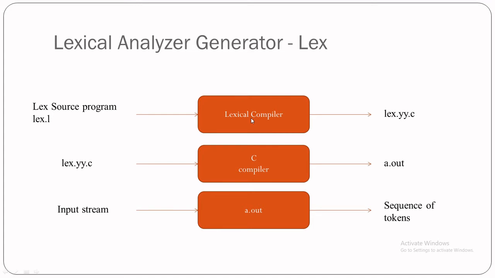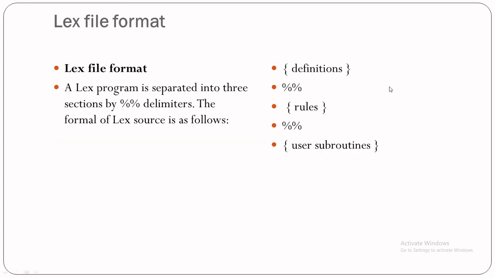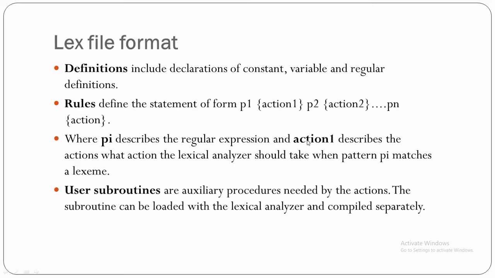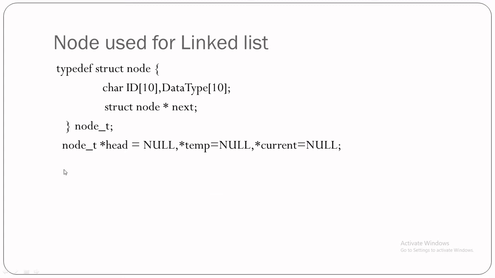For writing the lex specification, as we have discussed, it is given in three sections: definition, rule, and subroutine. In the definition section, we are going to define one structure. Why is it required? Because there are different ways you can store symbol table entries. We are following the linked list approach. For creating linked list nodes, a structure is required.